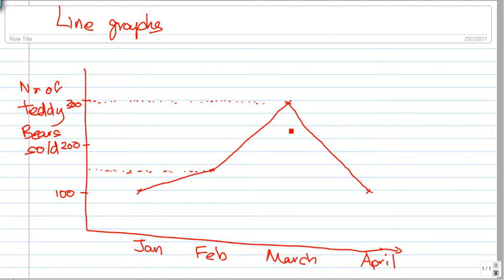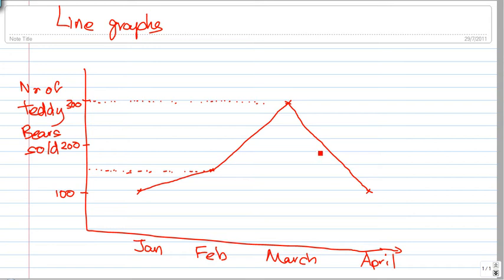Okay, so what they do is they draw line segments from one point to another point. So Jan, they drew it to Feb, from Feb to March, and from March to April.